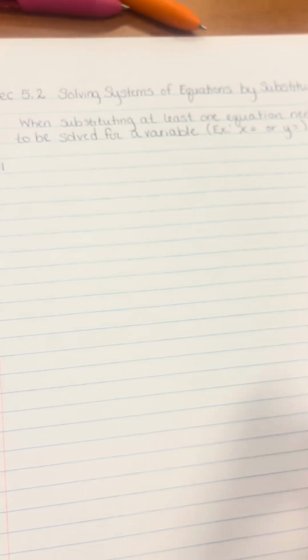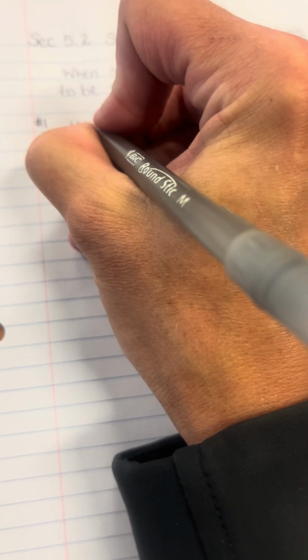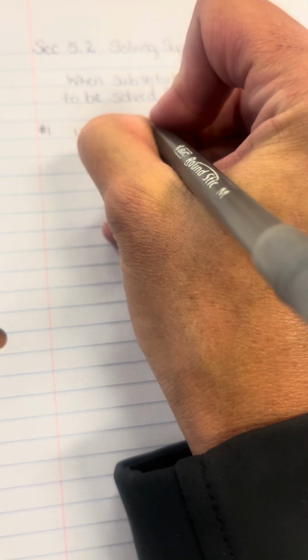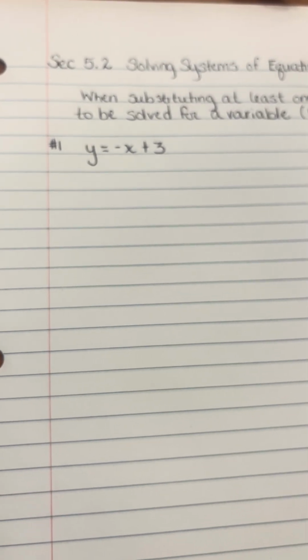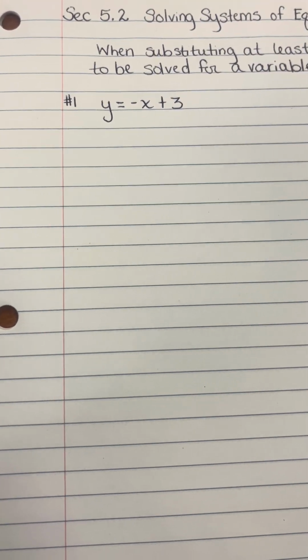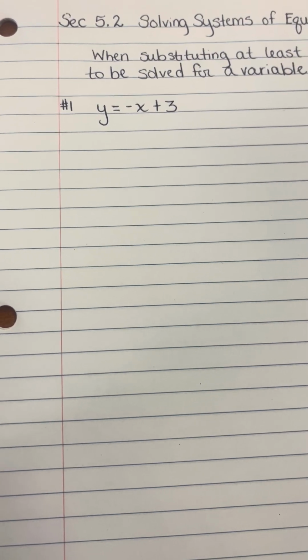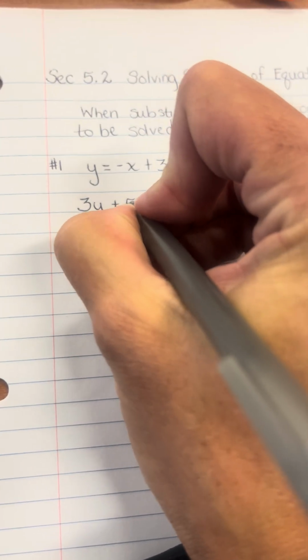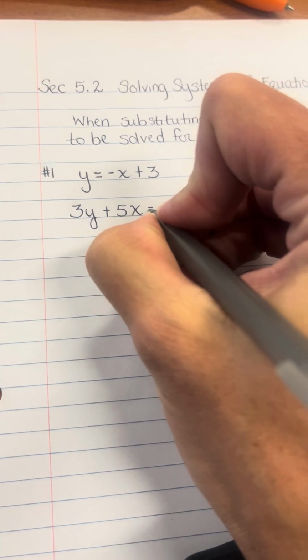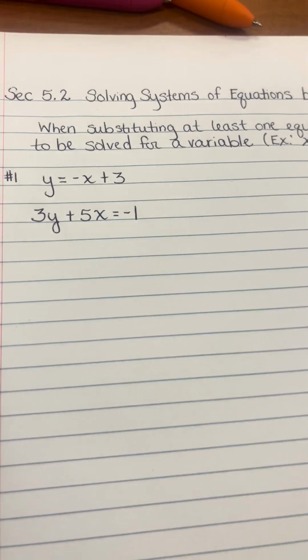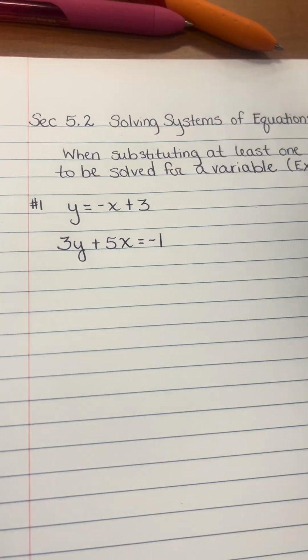So let's take a look at an example. I want to solve this system using substitution. So let's say I have y equals negative x plus 3. First thing I'm thinking as I'm writing that equation is, yes, that is solved for y. So that equation is solved for a variable. The y is by itself. So I'm good to go. My second equation in my system is going to be 3 times y plus 5x equals negative 1. So I'm going to solve this system using substitution.